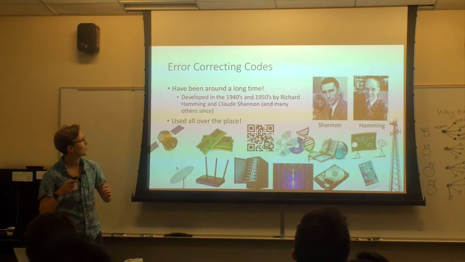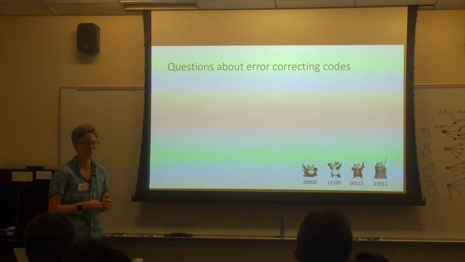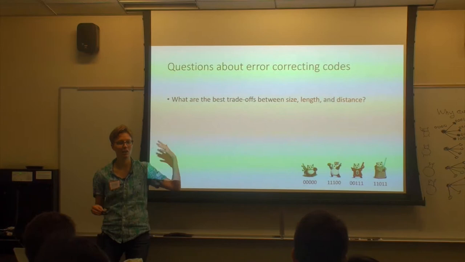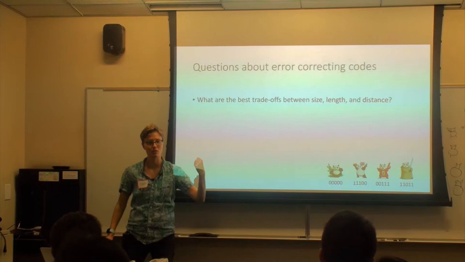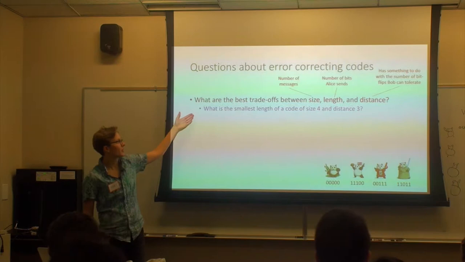Okay, so some questions about error correcting codes. Honestly, I think you guys have asked most of these questions already, but let's recap them. One question is, what are the best trade-offs between size and length and distance? We talked about just before how if you try to make one better, it inevitably makes one of the others worse. And what exactly are those trade-offs? So for example, the question we just answered is, what is the smallest code of length 4 and distance 3? We did this, the answer is 5.